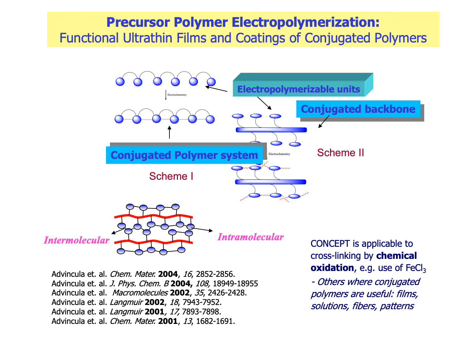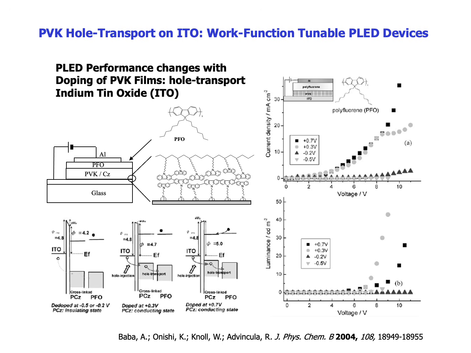So one of our initial works was to demonstrate that this approach is viable for controlling the work function match with the ITO and the polymer layers to various redox states of, let's say, a hole transport material such as PVK. Upon completing this device using polyfluorene as a light emitting material, we demonstrated that changing the redox behavior of the PVK resulted in various turn-on voltages.